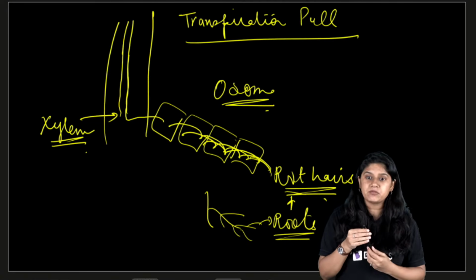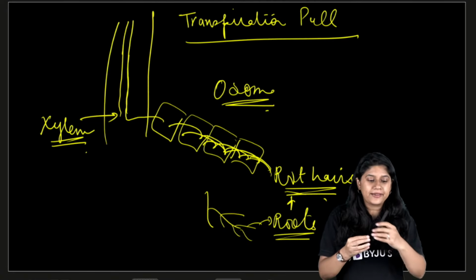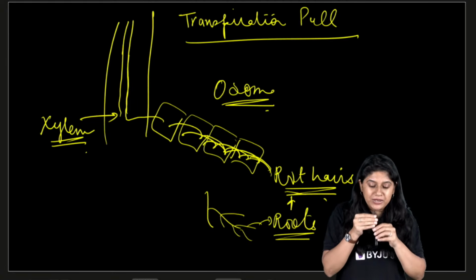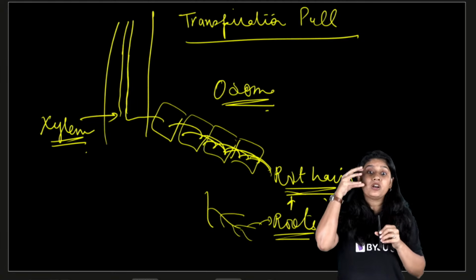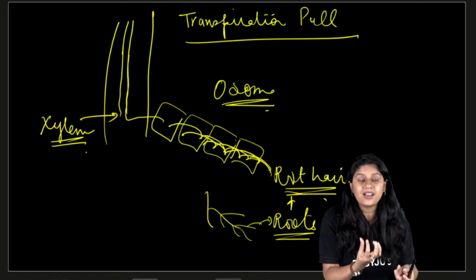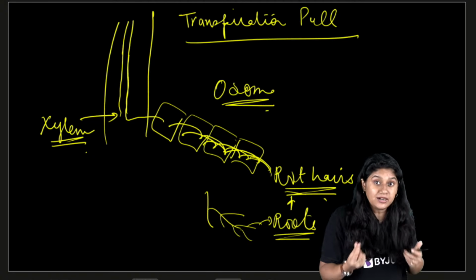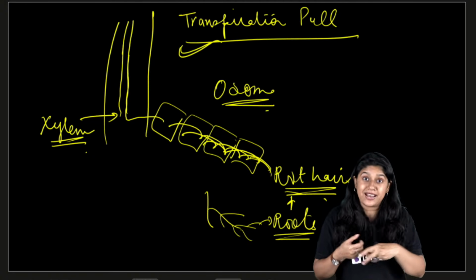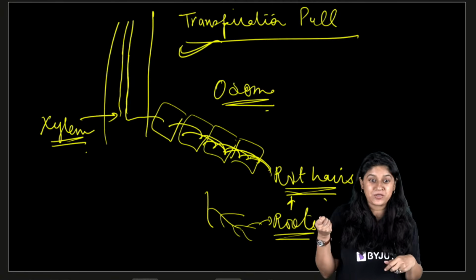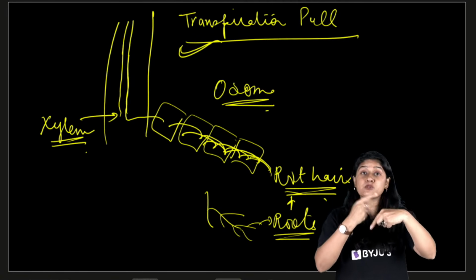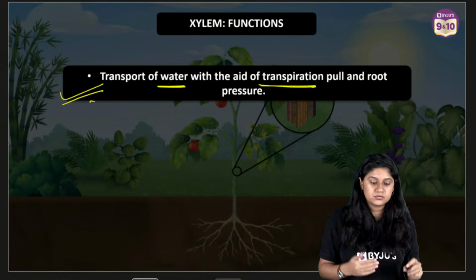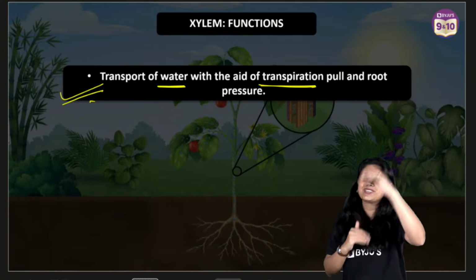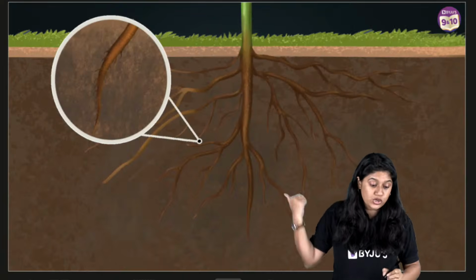I'm sure you would have drunk from a straw. So what happens in a straw? We create a suction pull, right? And that's how the fluid from the glass moves to the top. Similarly, the transpirational pull actually pulls the water molecules up. And it's a continuous process that keeps on happening. And then only the xylem is able to carry the water and minerals. Easy, right? So let's visualize it, everyone.